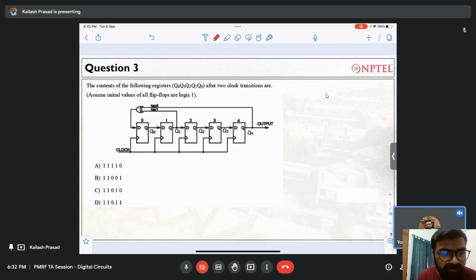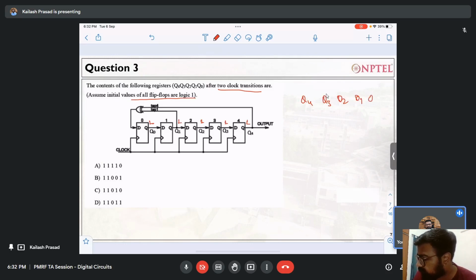Yeah, it's a bit complex, but not too complex for you guys. The question says: what is the content of the following registers Q4, Q3, Q2, Q1, Q0 after 2 clock transitions? They have said that the initial value of all the flip-flops is logic 1. It means this is 1, this is 1, this is 1, this is 1, and this is 1. Let me draw this for you: Q4, Q3, Q2, Q1, Q0. All the values are 1.